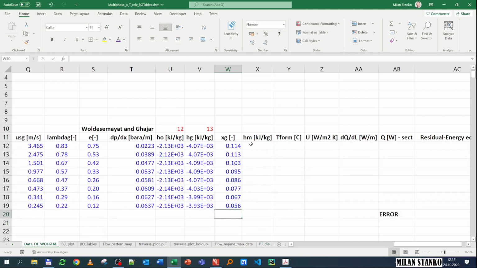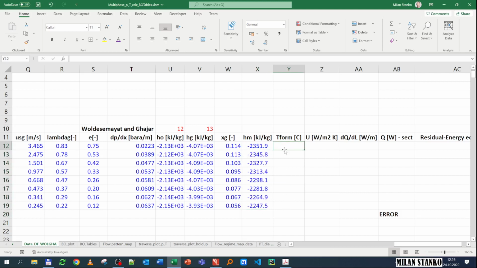Now the enthalpy of the mixture will be X of gas times the enthalpy of gas, plus I need the mass fraction of oil, which is simply 1 minus the mass fraction of gas, times the enthalpy of oil. Because I have very little gas, the enthalpy will be very close to the enthalpy of the oil, not to the enthalpy of the gas.